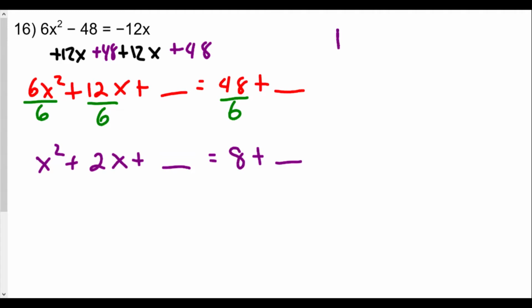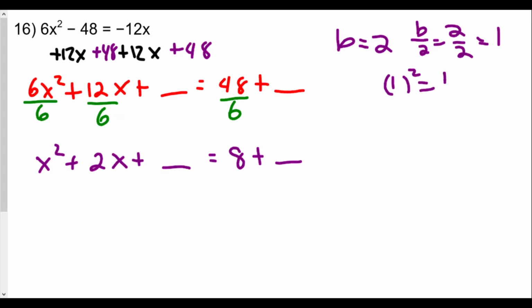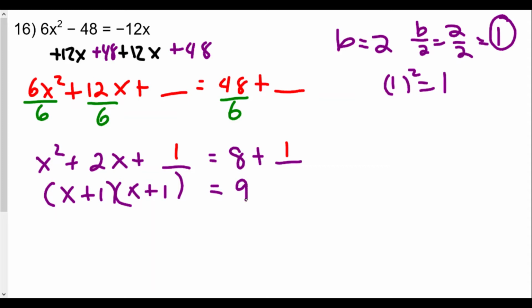Now we take our b term, which in this case is 2. So b over 2 equals 2 over 2, which is equal to 1. And of course, 1 squared is just 1. And so we can add 1 to both sides here. This now ends up becoming, factoring left side, x and x, we see a positive 1 here, so plus 1, and we see the same thing on the right side, 9. We have x plus 1 squared is equal to 9.